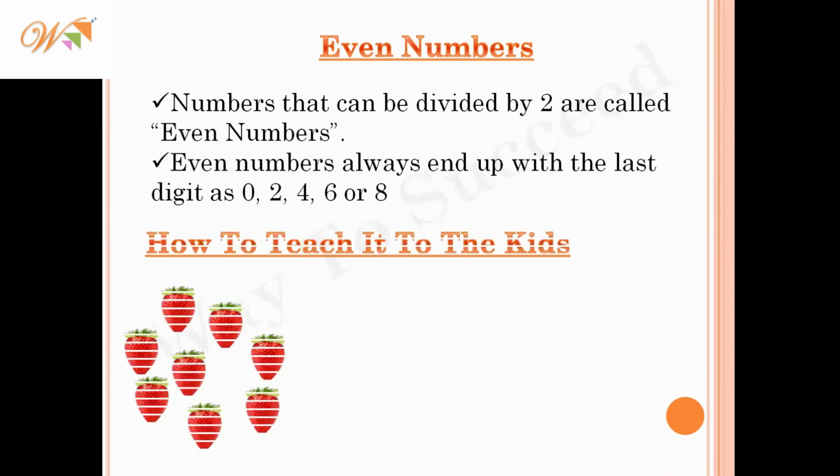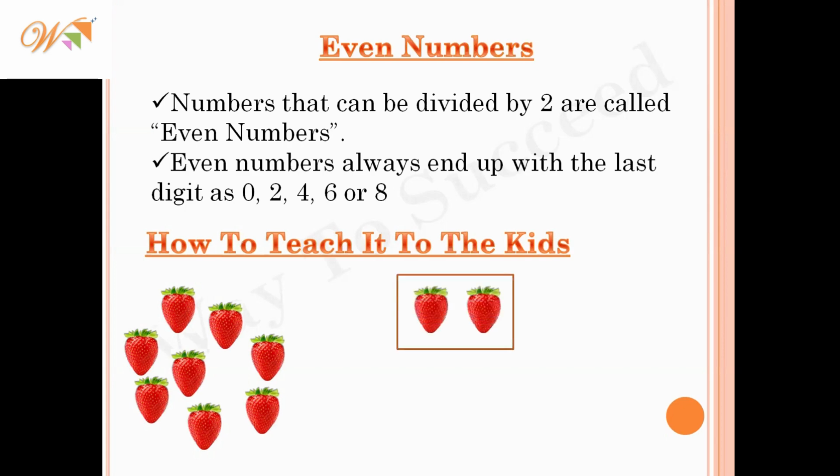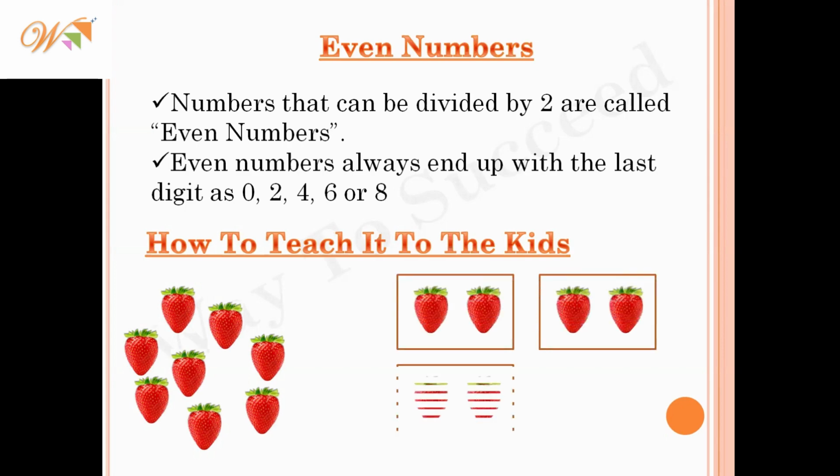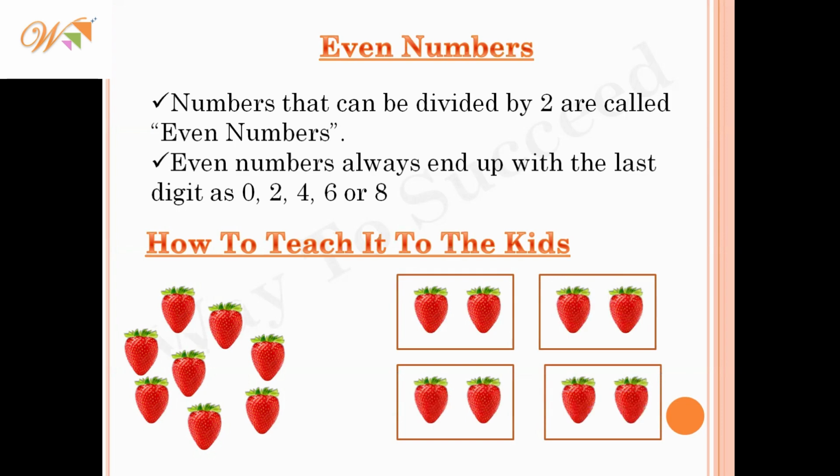Right? And how do we teach it to the kids? As we did earlier also, if we have 8 strawberries, we have to put them in pairs. So let's put it there, 2, 2, 2 and 2. So as we were able to place all these strawberries in pairs, that means 8 is divisible by 2. So 8 is an even number.